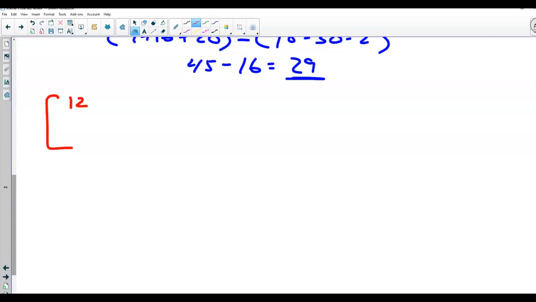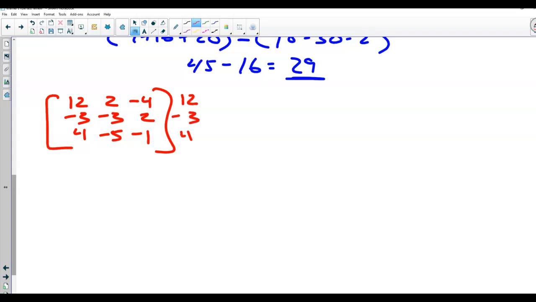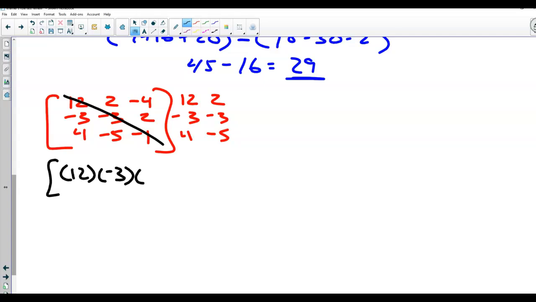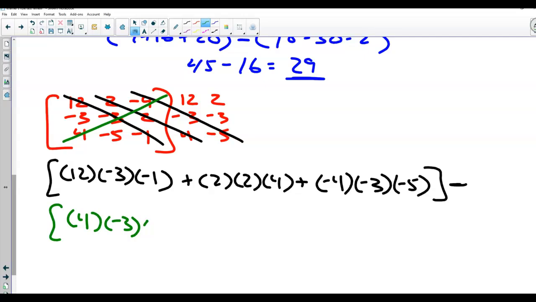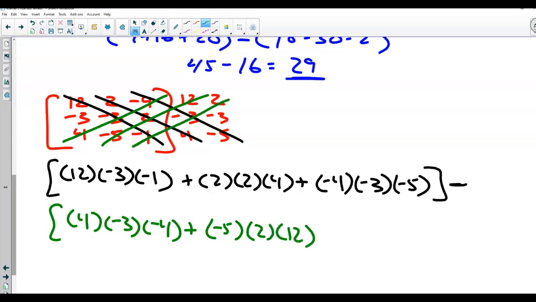We're going to replace those x coefficients with 12, negative 3, and 4. 2, negative 3, negative 5. Negative 4, 2, negative 1. 12, negative 3, 4. And 2, negative 3, negative 5. So, 12 times negative 3 times negative 1. 2 times 2 times 4. Negative 4 times negative 3 times negative 5. And we subtract. 4 times negative 3 times negative 4. Negative 5 times 2 times 12. Negative 1 times negative 3 times 2.